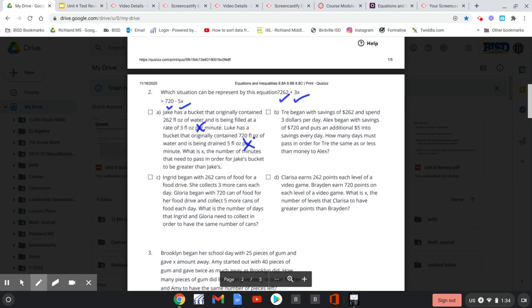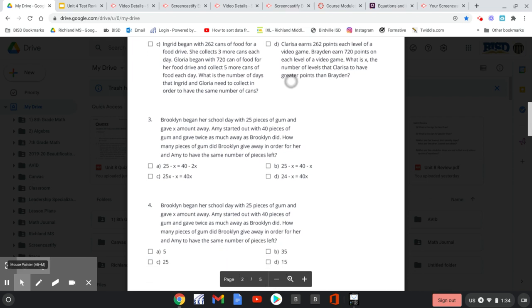So the numbers look great. Let's see what the sign is. What is X, the number of minutes that need to pass in order for Jake's bucket to be greater than? And that's the sign that we have, because here's Jake, and the second one was Luke. So that works out great. Your answer would be A. Let's go to number 3.